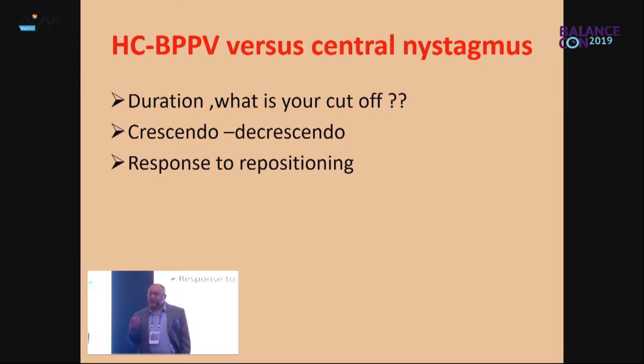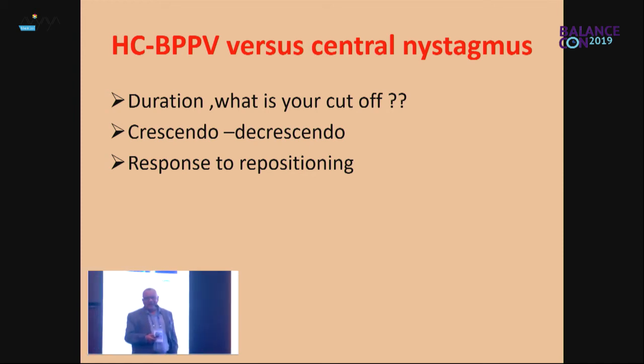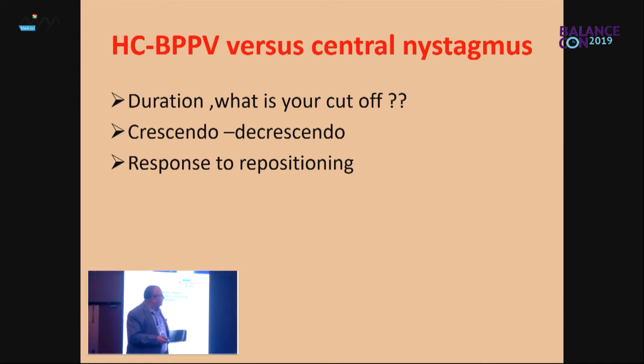Yes, you have to be patient, and I put the patient in the position and we record 4 minutes. So if the nystagmus lasts more than 4 minutes, it's most likely not of BPPV origin, and you think about other differential diagnoses. It could be because of migraine, because of light cupula, heavy cupula, or other central causes. But personally, I use the 4 minutes. It's more conservative.